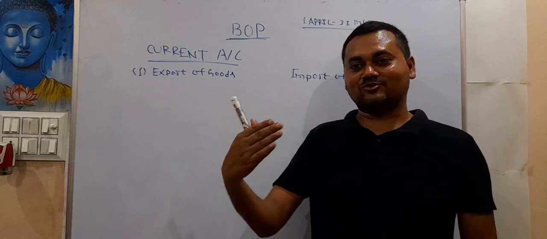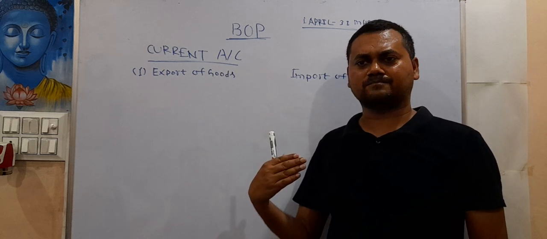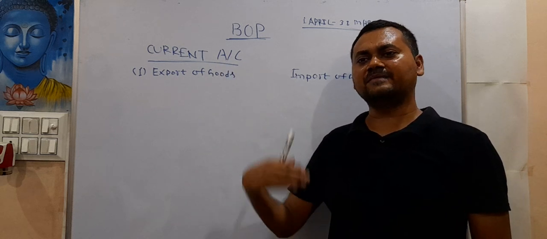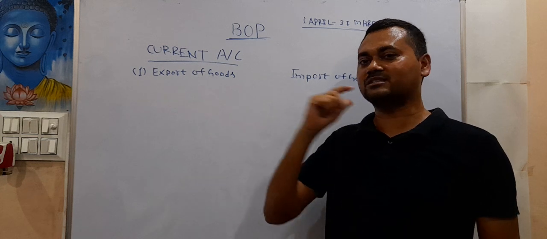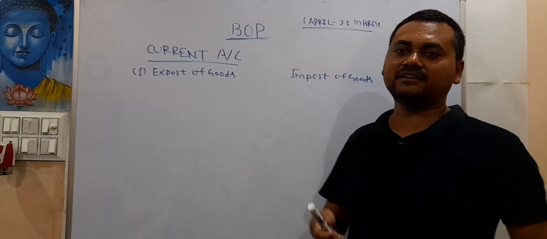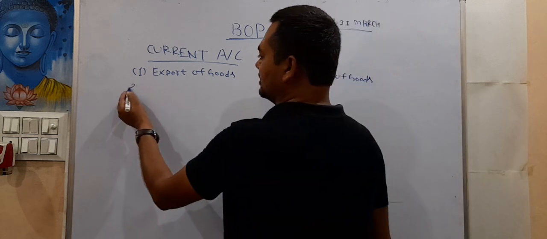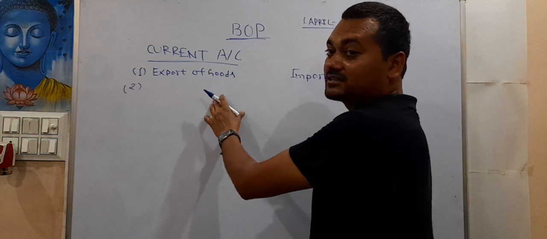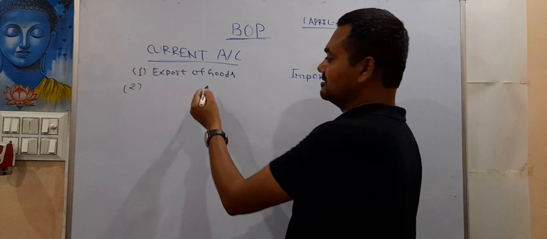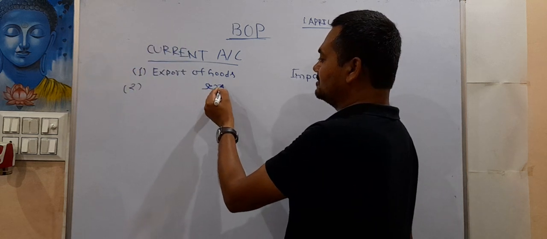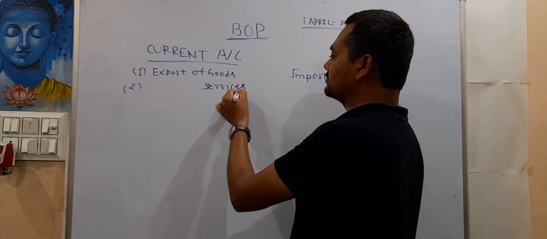So, if we are to purchase anything from any country, then the money will go outside. So, this is one of the transactions. The second transaction can happen in terms of services: export of services and import of services.